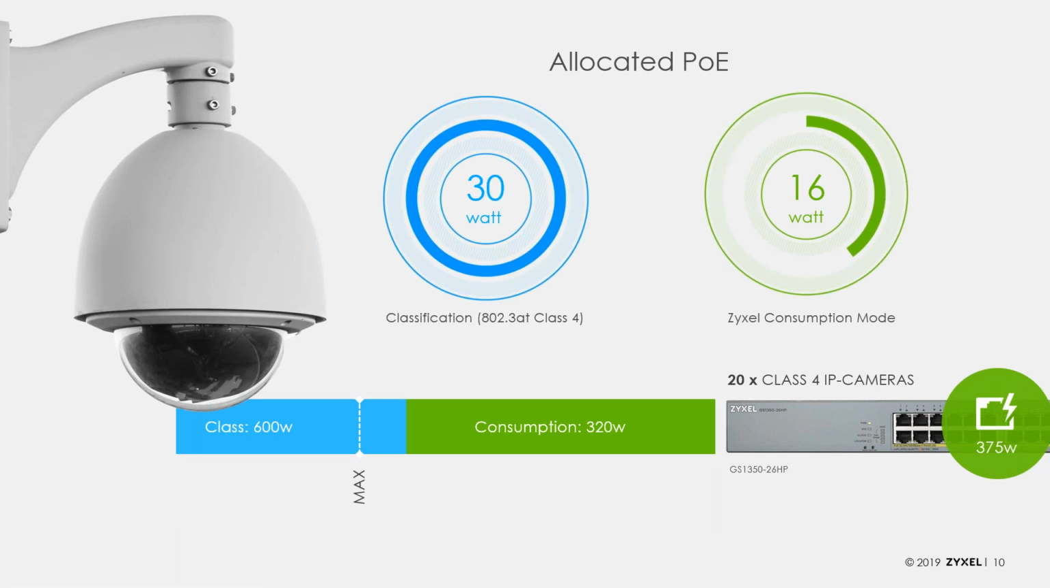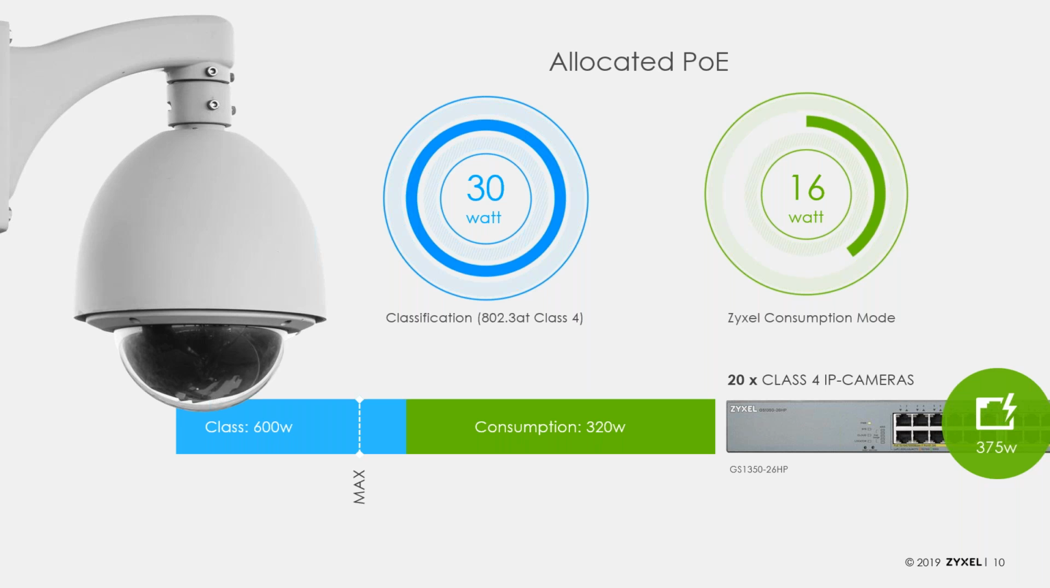So for example, we have a dome camera, which is an AT standard, and by standard it would consume 30 watts. So if we would install 20 IP cameras like this, they would consume 600 watts of power. Or they actually would not, but they would reserve 600 watts of power from the switches. Which would mean that even if you would use our biggest surveillance switch, which has a 375 watt PoE budget, you would need to use 2 of these switches.